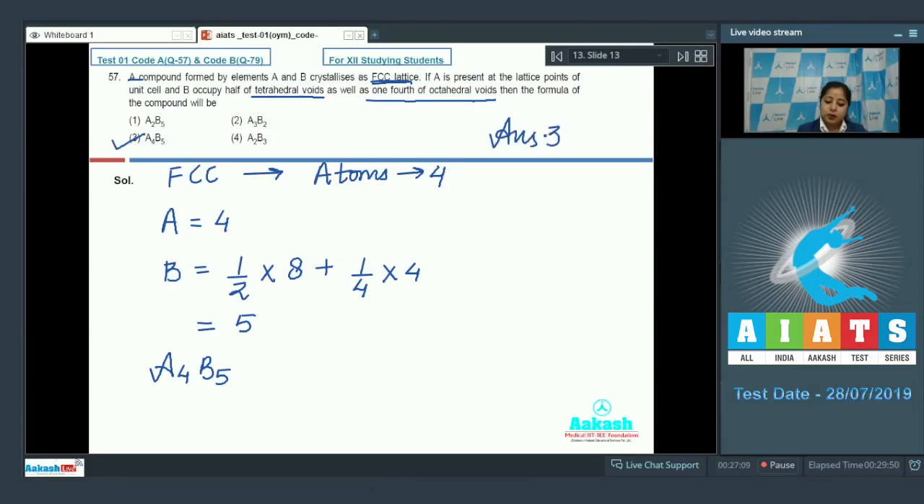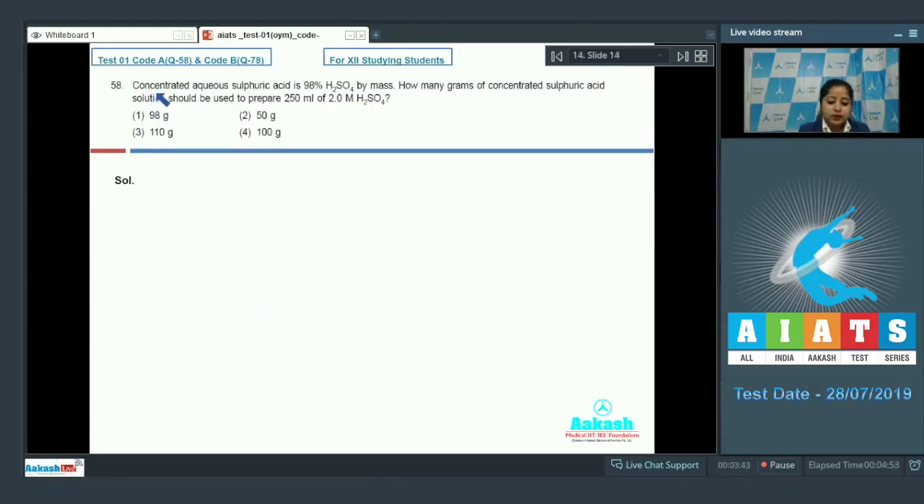Let's move to our next question, class, which is question number 58. Concentrated aqueous sulfuric acid is 98% H2SO4 by mass. How many grams of concentrated sulfuric acid solution should be used to prepare 250 ml of 2 molar H2SO4? The options are 98 grams, 50 grams, 110 grams and 100 grams.